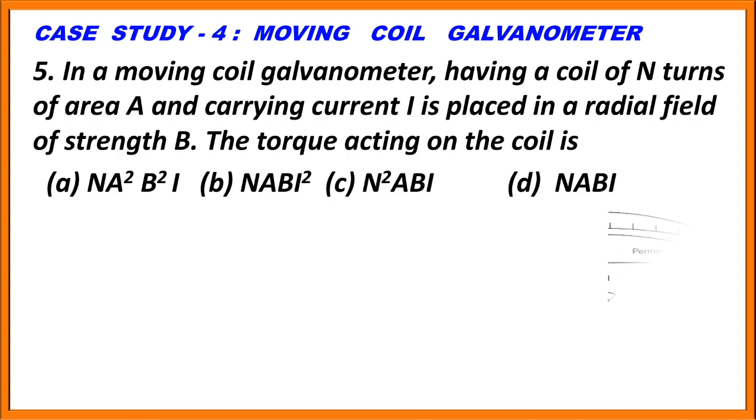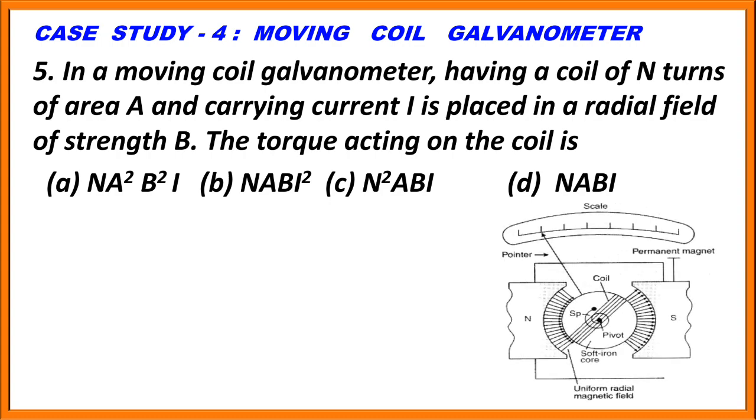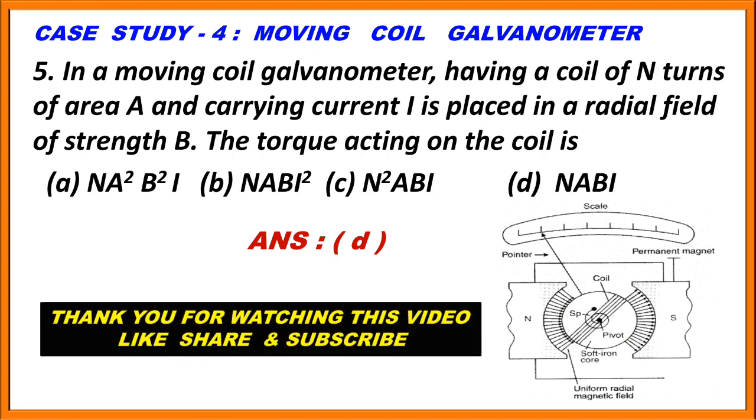Now in question number 5. In a moving coil galvanometer having a coil of N turns of area A and carrying current I placed in a radial field of strength B, the torque acting on the coil is NA square B square I, NABI square, N square ABI, or NABI. The correct answer is D, NABI.